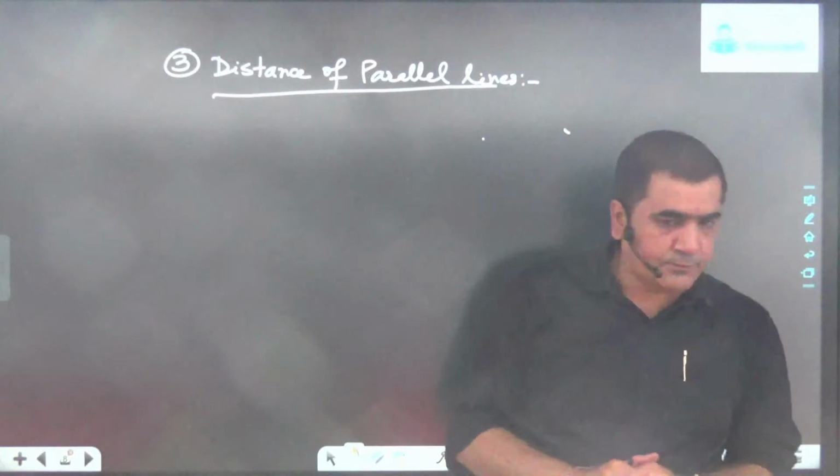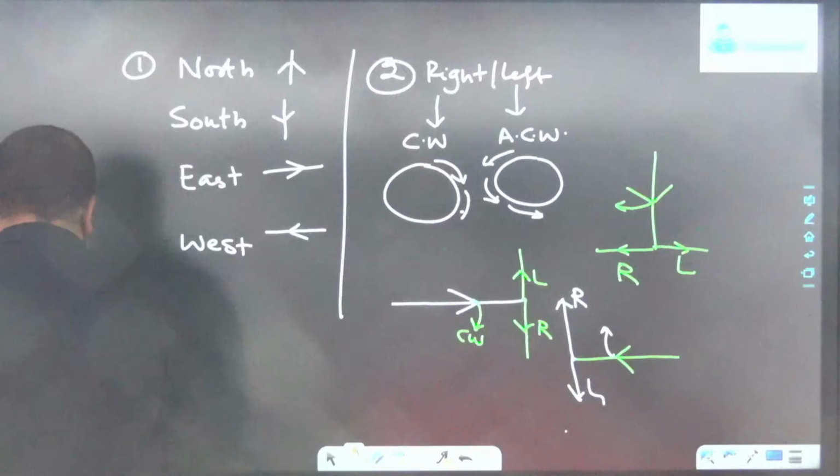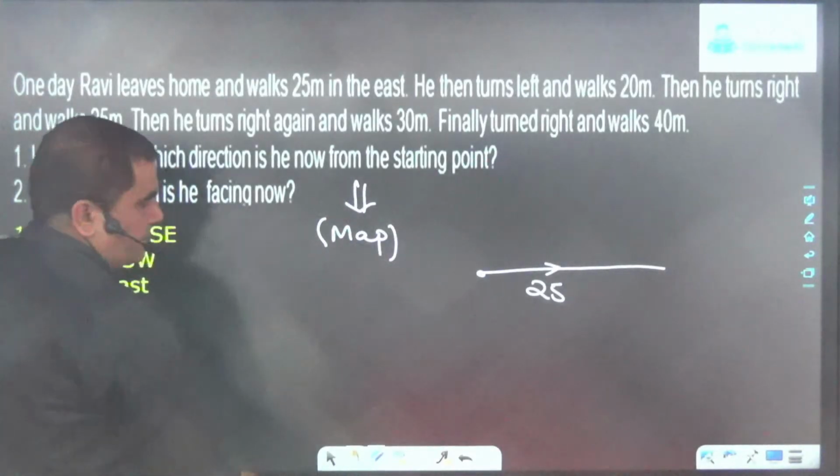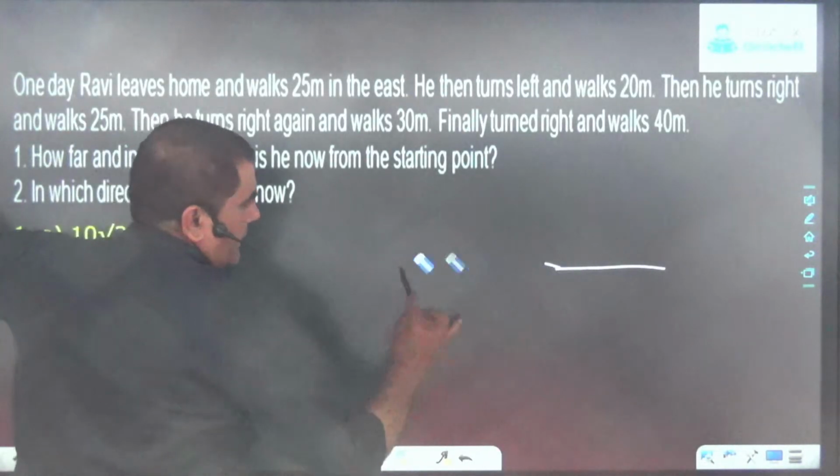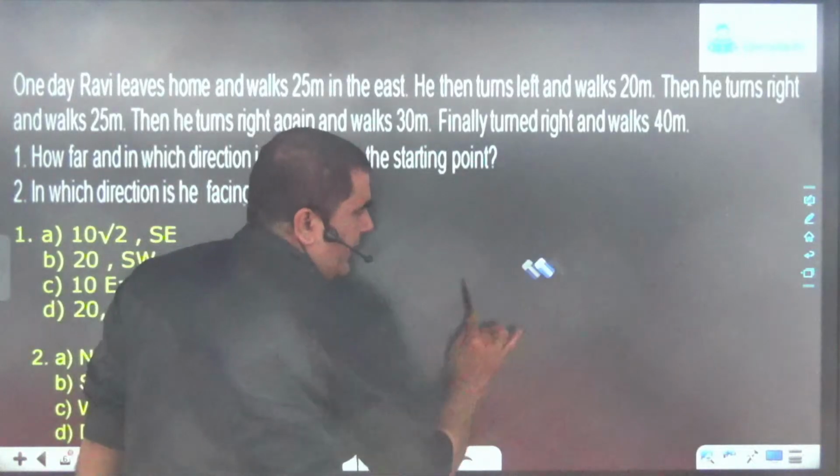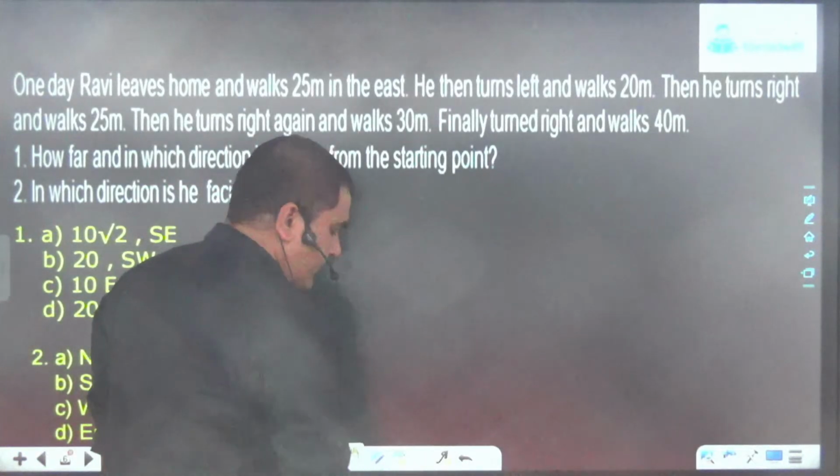Clear? Now, let's come back to the problem once again. Now, let's do it. By the way, always remember, I am not going to use any bookish method in this class. So wait for the class to end.